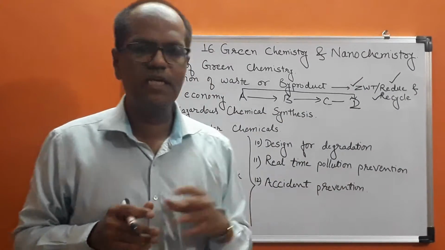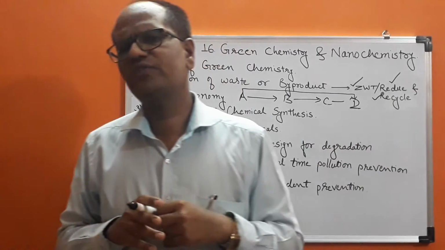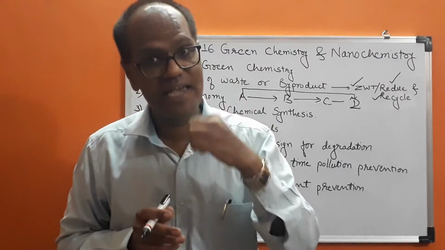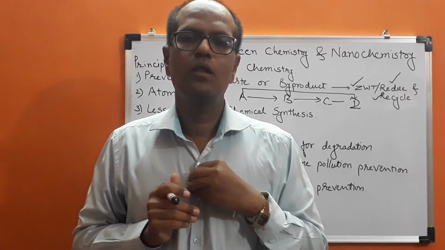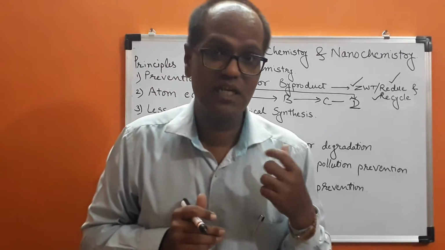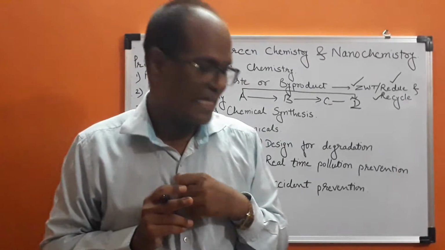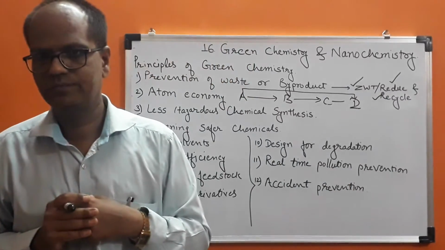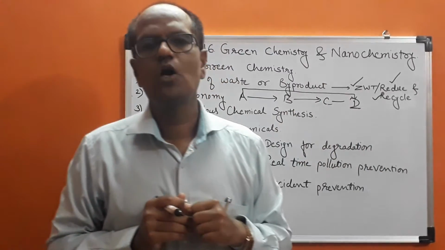After that, accident prevention. What is that? In n number of industries we carry out n number of reactions. In most of the gaseous reactants, the reactions are explosive in nature. Sometimes some fire hazard takes place. Sometimes some accidents take place. As far as possible, try to avoid these accidents. These are those 12 basic principles of green chemistry.